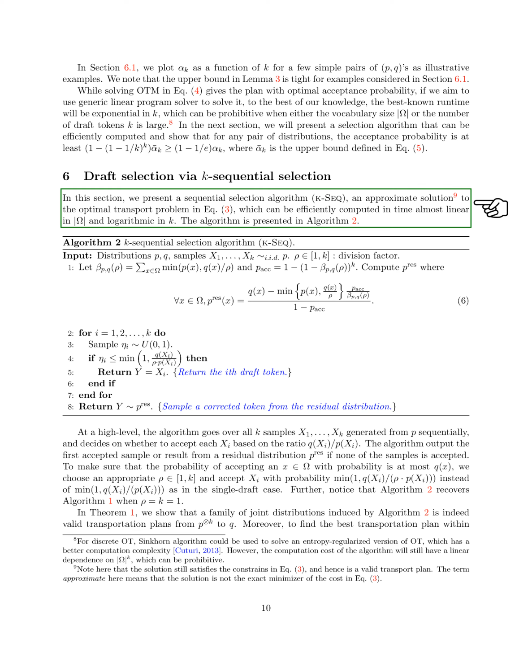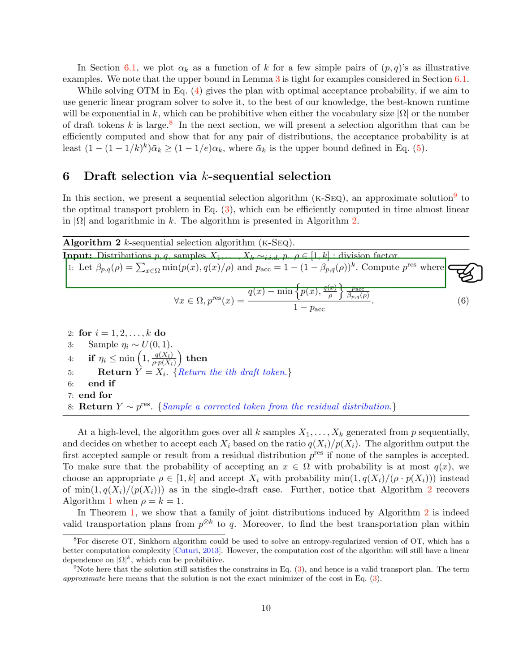This solution is still valid as it meets the constraints of the problem, but it's not the exact minimizer of the cost. The algorithm can be computed efficiently, taking almost linear time in relation to the size of the set omega and logarithmic time in relation to k.